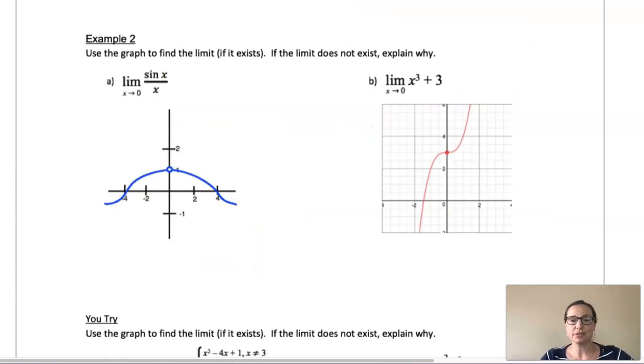Okay, so in example 2, we're going back to finding the limits graphically and taking a look at the graphs of these equations.